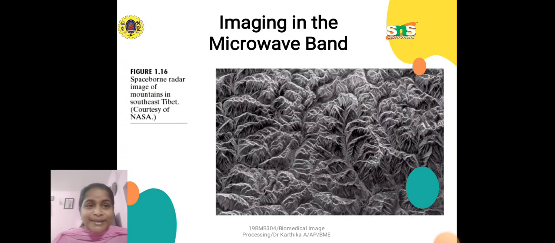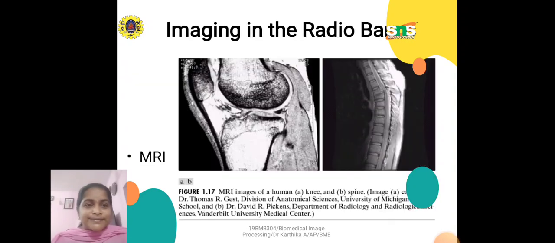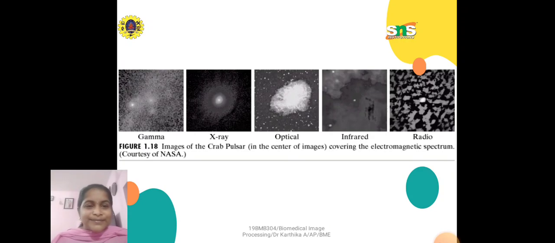And this is imaging in the microwave band. We know that in the microwave band we have frequencies in gigahertz. This is an example of a radar image. Next one is imaging in the radio band. Here I have shown an MRI image of a fractured human spine. And this is the overall consolidation of gamma, X-ray, optical, infrared and radio images.